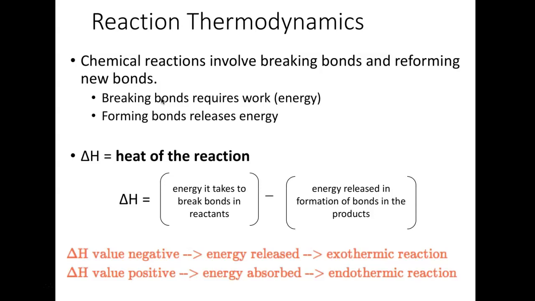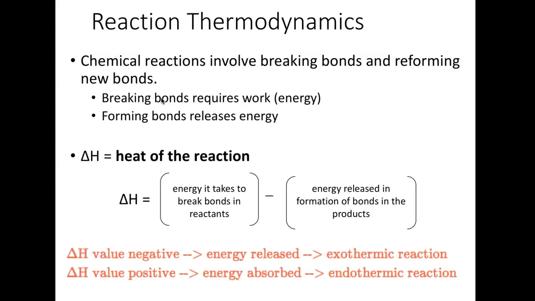And so we can measure the amount of energy that is used and released and quantify that, and we call it the heat of the reaction, or it's written delta H. That triangle is the Greek letter delta. So if the delta H value is negative, that means that there's more energy released than there was required to break the bonds. And so we call that an exothermic reaction.